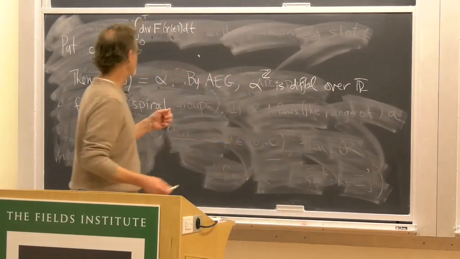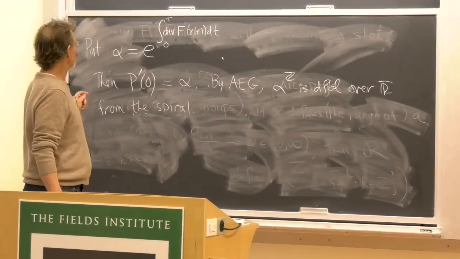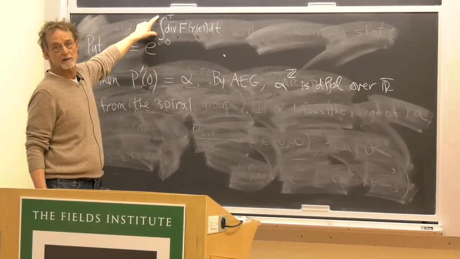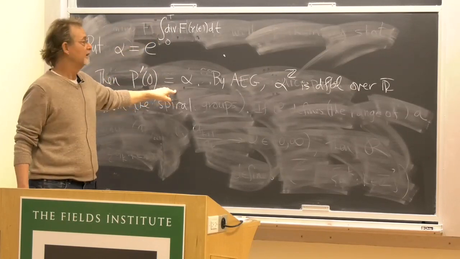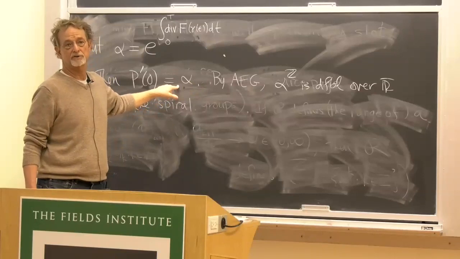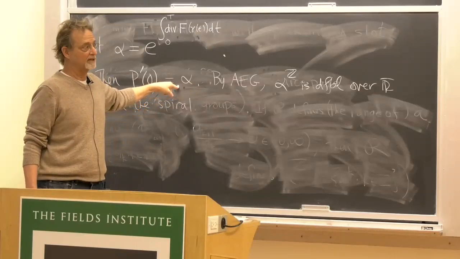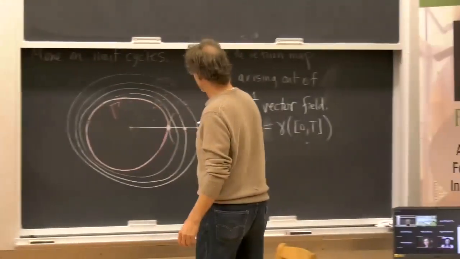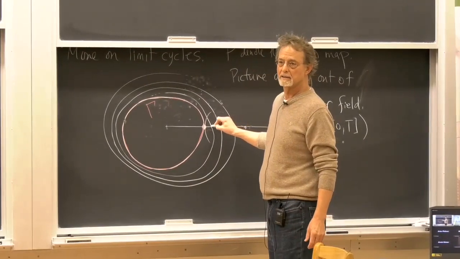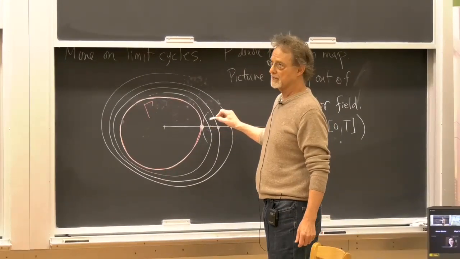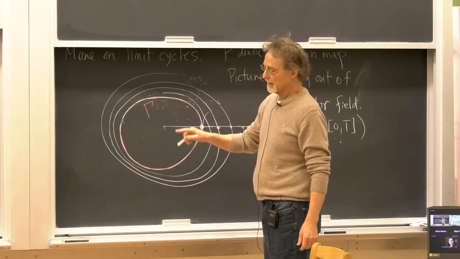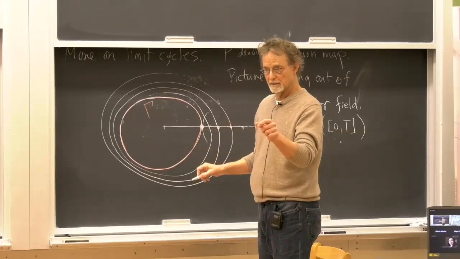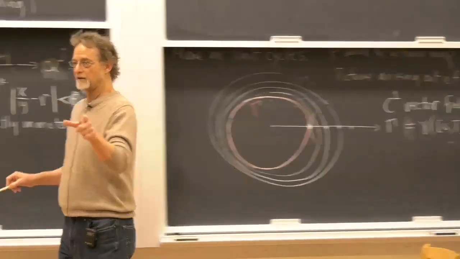Now, let me just mention one more thing. What if this guy's 0? Then the alpha is 1. So now, instead of AEG, I can use Hieronymus' extension of this to conclude that I'm coming in pretty much like the identity. So this is something called tangent to the identity. So that actually does mean that I have to be bunching up, and then you define the integers.